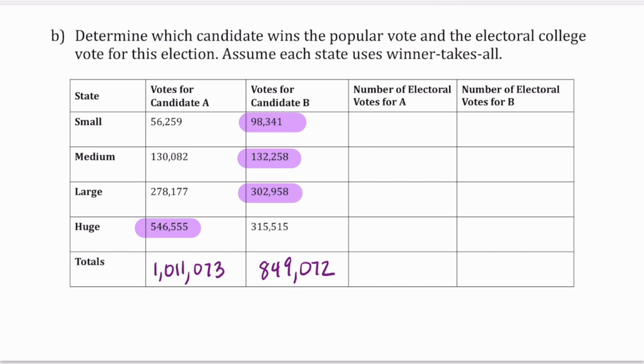Now we can determine how many electoral votes each candidate receives based on the number of votes they got within each state. Let's start with the small state. Looking at candidate A versus candidate B with winner takes all, candidate B will receive all 5 votes.